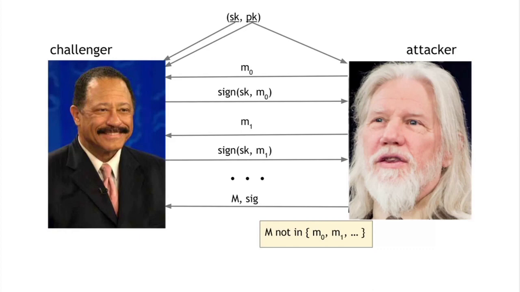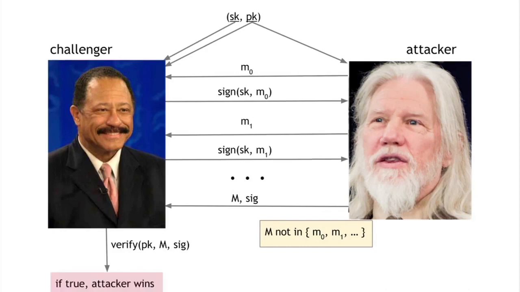So he's going to pick some other message that he hasn't seen a signature for already, and he's going to send over what he claims is a signature on that message. And then the question is, can he succeed? So the challenger is going to run the verify algorithm, use the public verification key on that message and the signature that the attacker provided, and check whether it verifies. And if it does verify, if this returns true, then the attacker wins. The attacker has forged a message.